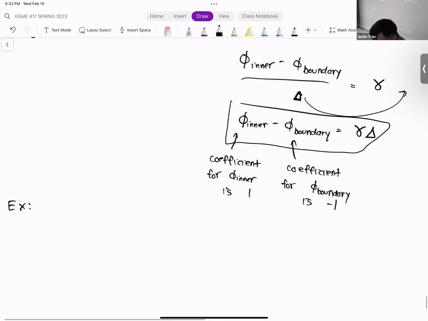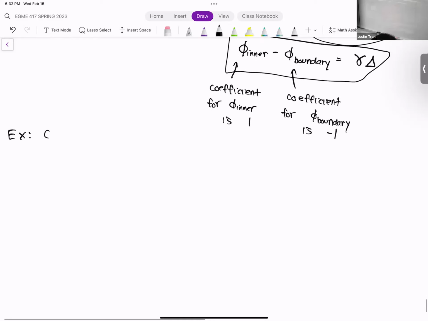All right, so let's consider the following 2D diffusion problem.